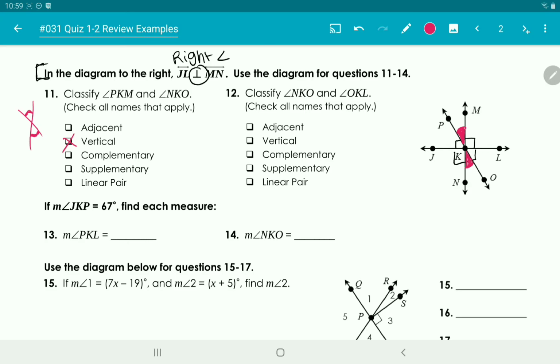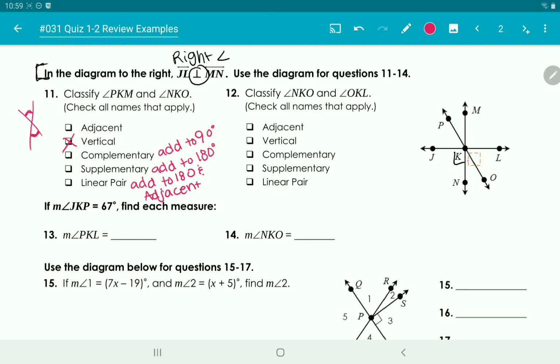Complementary means that they add to 90 degrees. We don't know anything about the measure of these angles, so we can't say that. Supplementary means they add to 180 degrees. Again, we don't know anything about these measures, so we can't say that. And linear pair means they add to 180 and they're adjacent. Okay? They don't add to 180, they're not supplementary, and they're not adjacent, so we can't mark that one. So PKM and NKO are only vertical angles. Can't say anything else about them, okay?